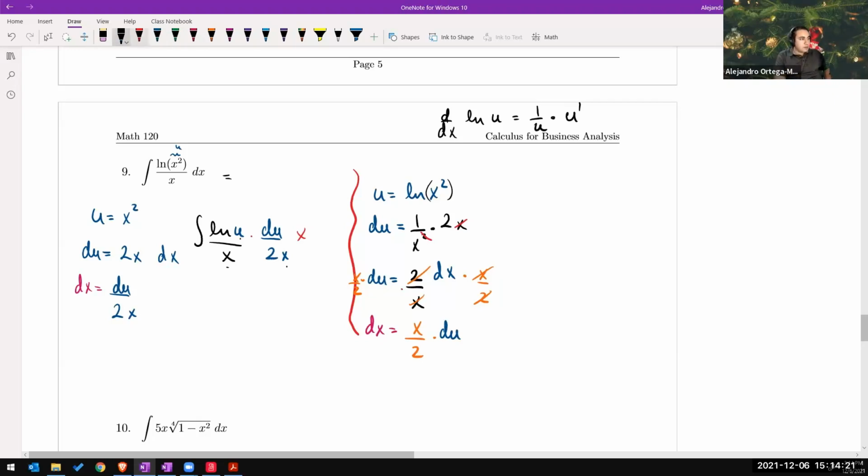So let's see if we substitute it in, will it work? Remember the ln of x squared, we said it was u, over x times the du, which is x over 2 du. I can cancel the x's now. So it looks like this u worked. And we'll get the integral of 1 over 2 times u du.